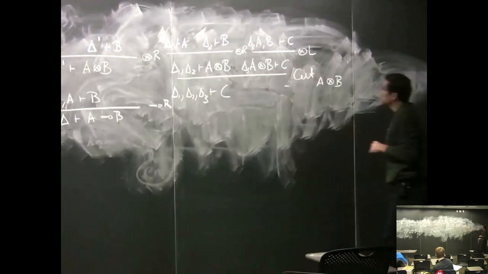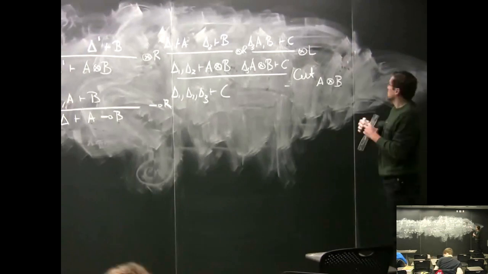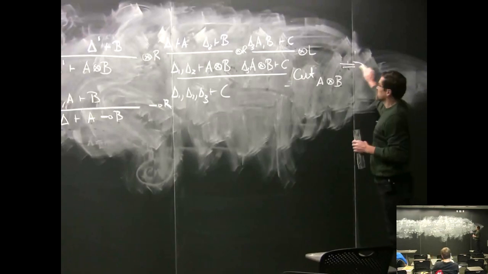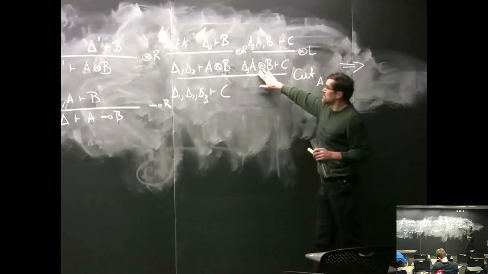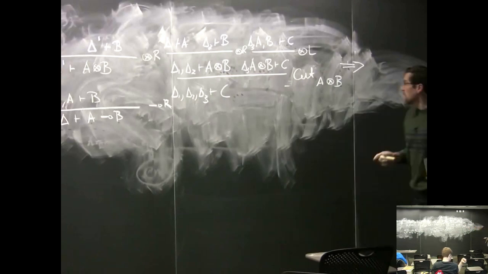In order to show that, we want to show that we can reduce this cut at the compound proposition to a cut at smaller propositions. So the question is, can we simplify this proof somehow so we don't introduce the tensor on the right and the tensor on the left here, but find a more direct justification of C? How would we do that?